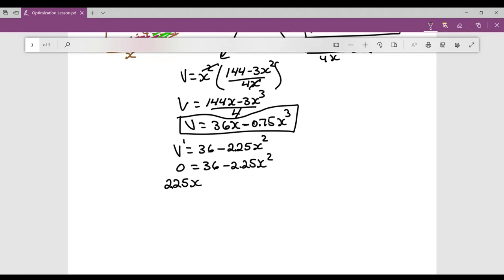2.25x squared is equal to 36. Rearrange it, and you will get x is equal to 4. Again, ignore the negative, because when you square root something you get a negative, but you're going to ignore the negative because that makes no sense. And that is our critical number.